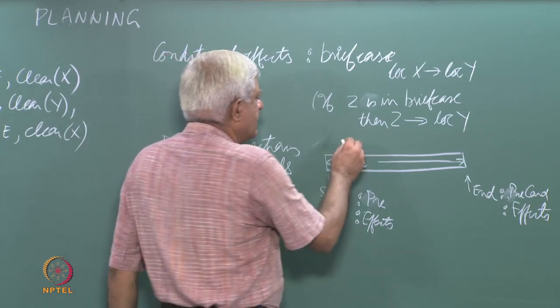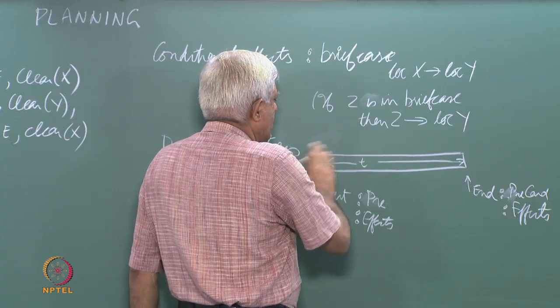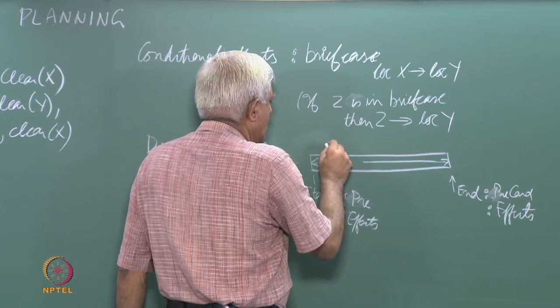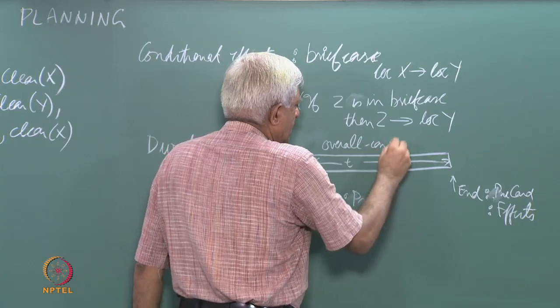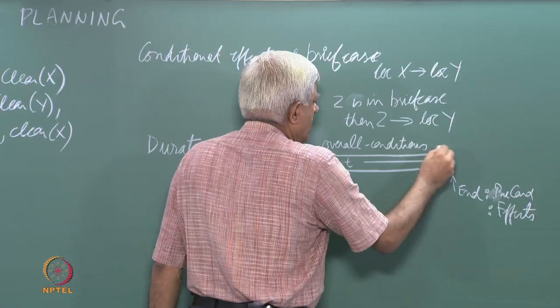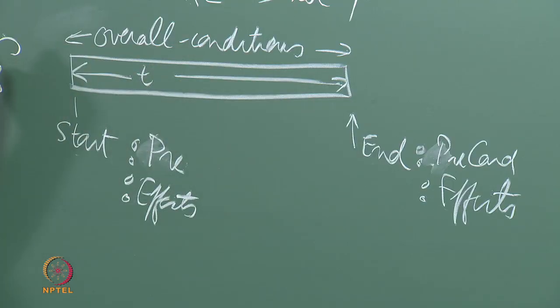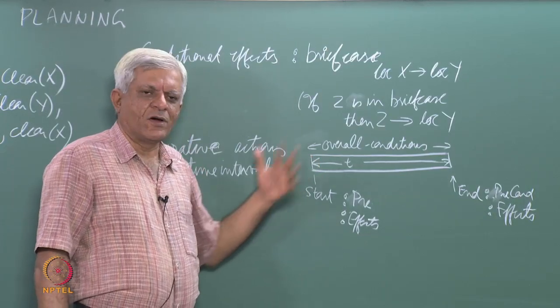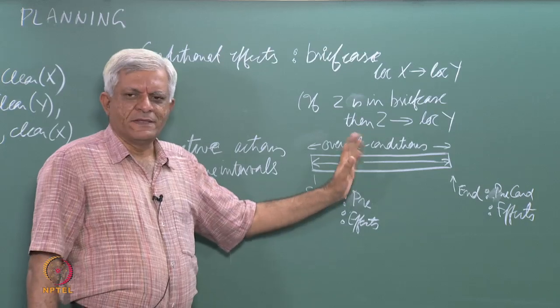And then we have overall conditions, which are predicates which must hold throughout the action. Supposing you are cycling from here to some place, then the overall condition could be that at all points your cycle has enough air. So, if the condition fails at any time, then the action will no longer work.